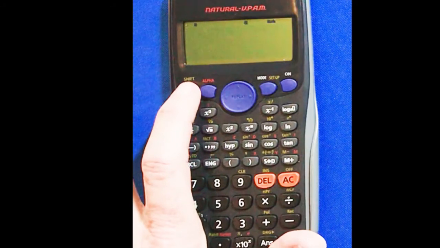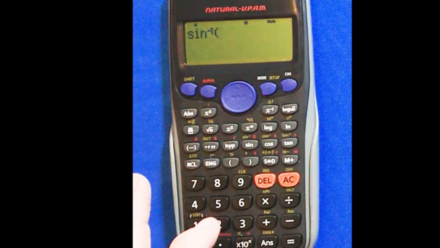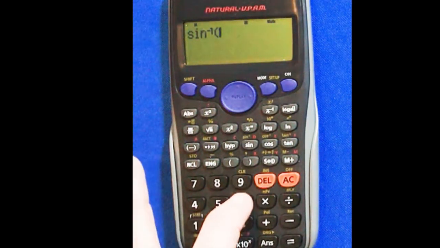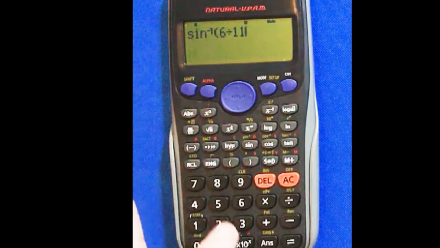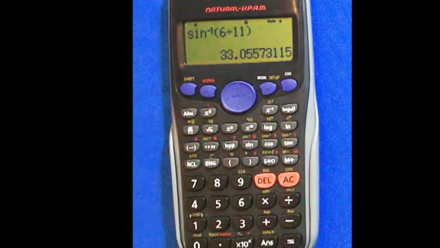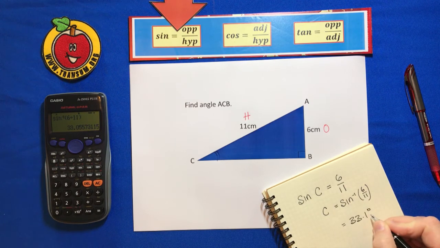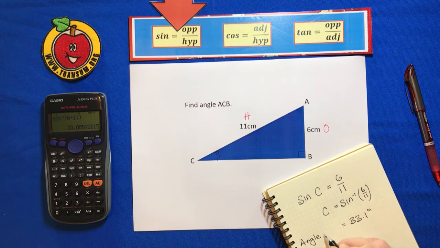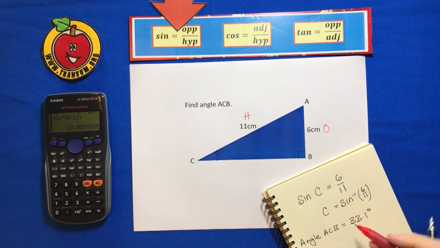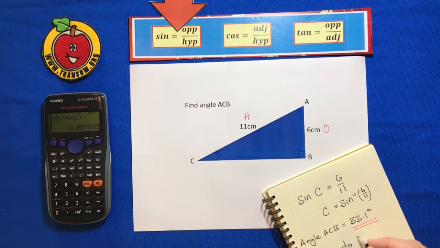So I'll go to Shift, Sine. That gives me the inverse sine function. And then 6/11 can be done as 6 divided by 11. I'll close the brackets. And I've got an answer of 33.1. So it's equal to 33.1 degrees. And that is what we've been asked. That is angle ACB. And check on the diagram to see if it seems reasonable. Yes, and that is to 3 sig figs.